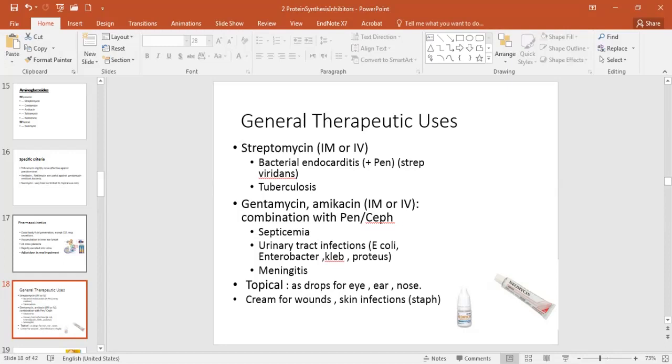Gentamicin or amikacin can be given IM or IV in combination with penicillin or cephalosporin in septicemia, urinary tract infections, as for E. coli or Enterobacter or Klebsiella or Proteus, and in meningitis. أما topical application as drops or for the eye, ear, or nose, cream could be used for wounds or skin infections, especially for staphylococcus.